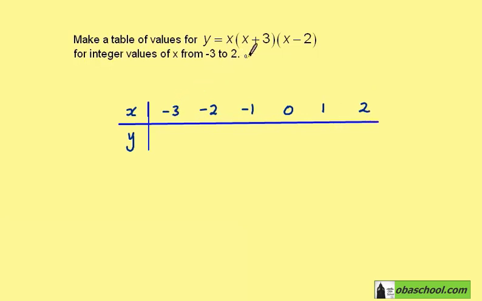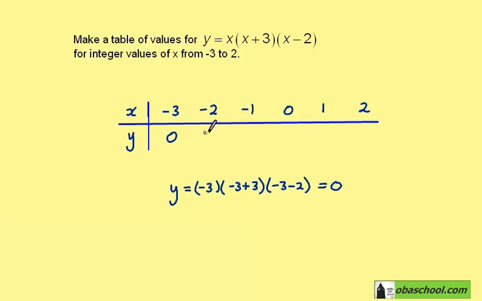Take minus 3 and substitute into the equation. y is going to be minus 3 into (minus 3 plus 3) into (minus 3 take away 2). Calculating this gives 0.